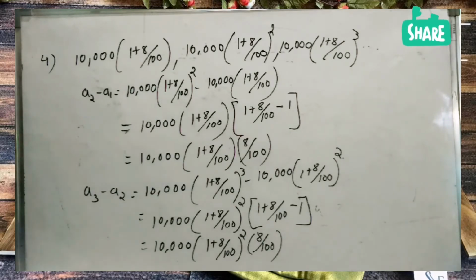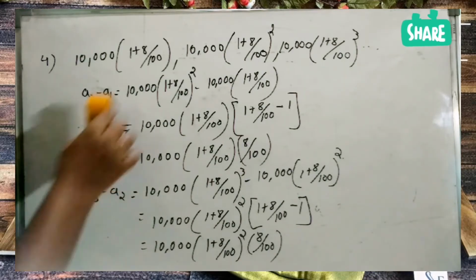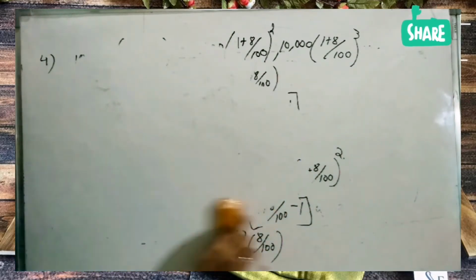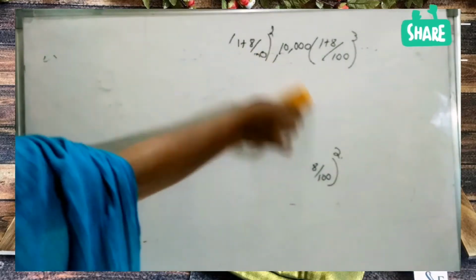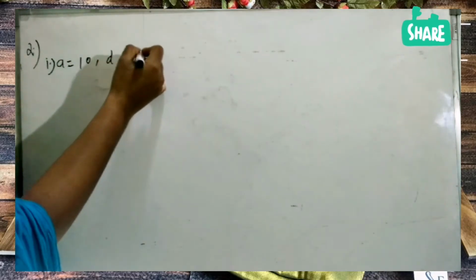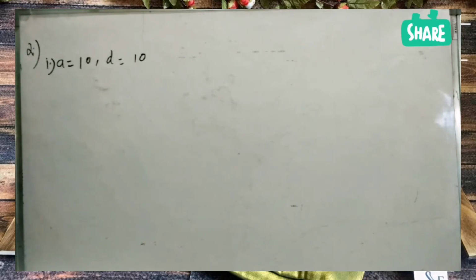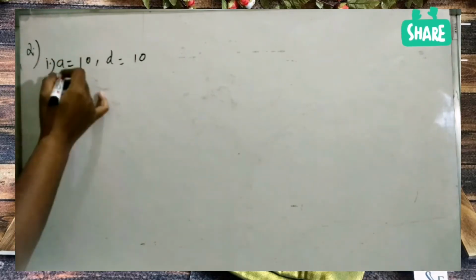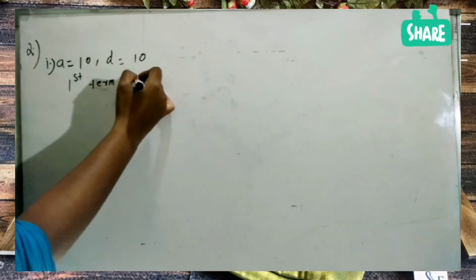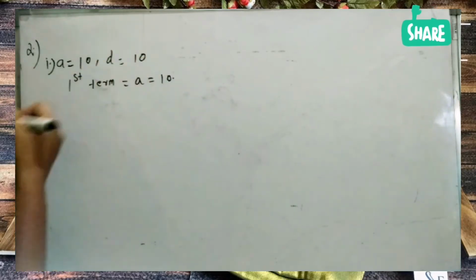Now, next question. Write the first 4 terms of the AP when the first term A and the common difference D are given as follows. First one, A is equal to 10, D is equal to 10. We need to write the first 4 terms. The first term that is given, that is A, is equal to 10.